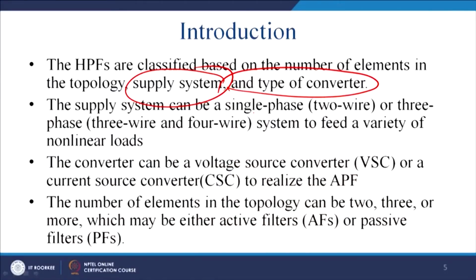I will discuss in detail some topological developments with the hybrid filter. The supply system can be single phase, as it is the same as for the shunt active power filter, there is not much difference, or a 3 phase 3 wire or 4 wire system, varied to fit a variety of nonlinear loads. The converter can be a voltage source converter, that is VSC, or a current source converter, CSC, to realize the active power filter. The number of elements in the topology can be 2, 3 or more, which may be either active filters or passive filters.